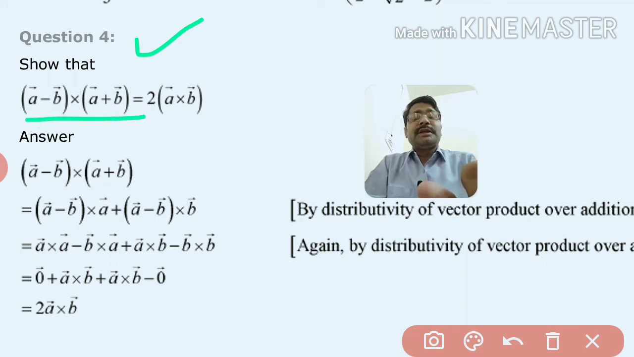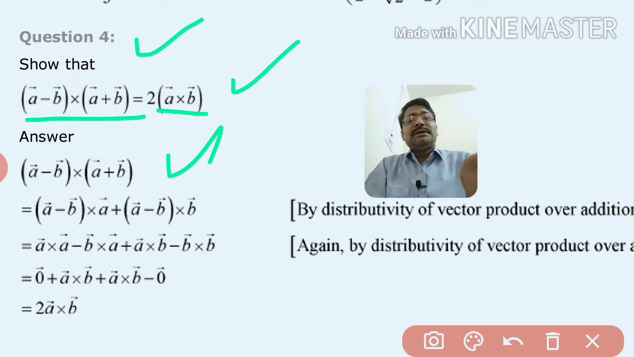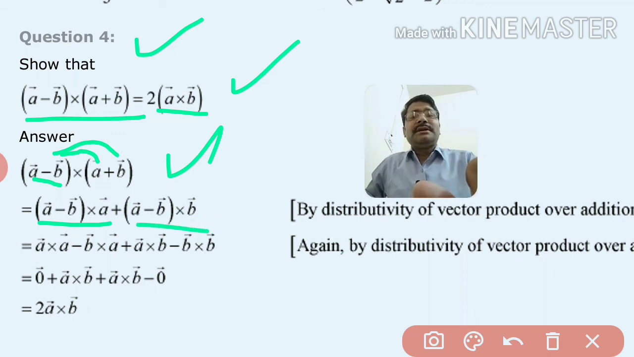Now question number 4: we have (A minus B) cross (A plus B) equal to 2 (A cross B), that you have to prove. So look here, first you take the left hand side. Here A minus B you have to multiply by A, then A minus B you multiply by B. Now you open the bracket again, so A cross A, then minus B cross A, then A cross B, and minus B cross B.